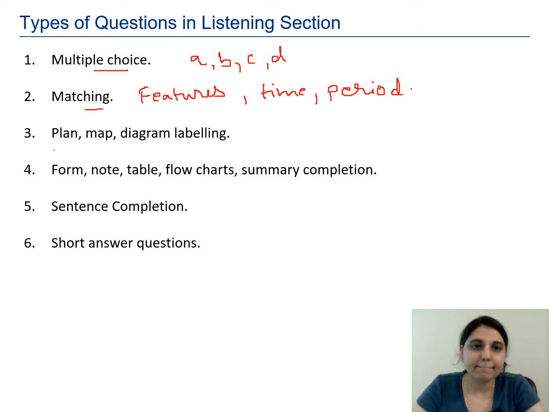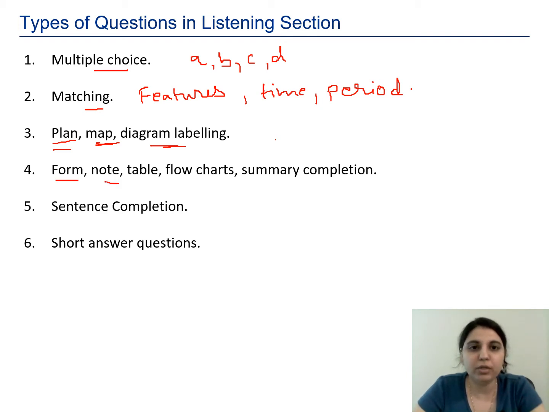Then you have plan, map and diagram labeling. A plan could be of a building or a factory, or there could be a map of a town, or there could be diagram labeling where you preferably have an equipment, and a diagram of that equipment is given. Then there will be fill in the blanks. You have to hear the audio and then fill in all those blanks.